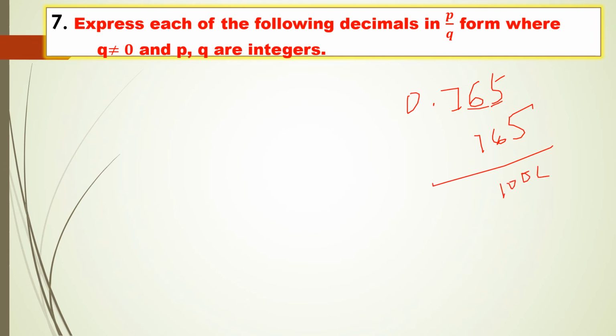Okay. Now how to convert into p by q form? P by q form means like a fraction. It should not be divisible further, which means the denominator and numerator should have only one as a common factor.